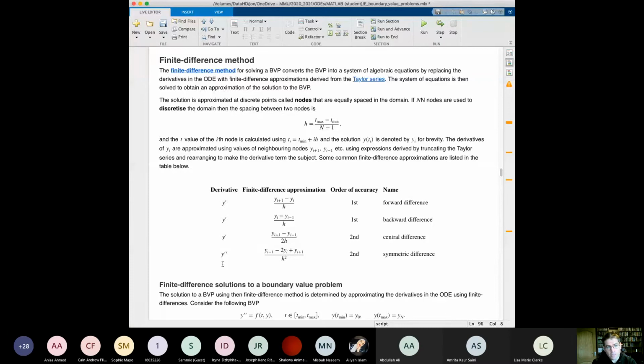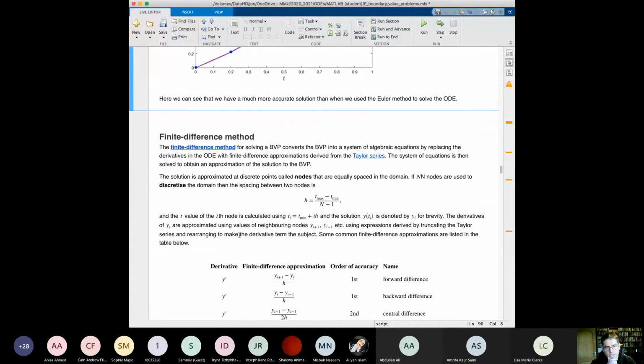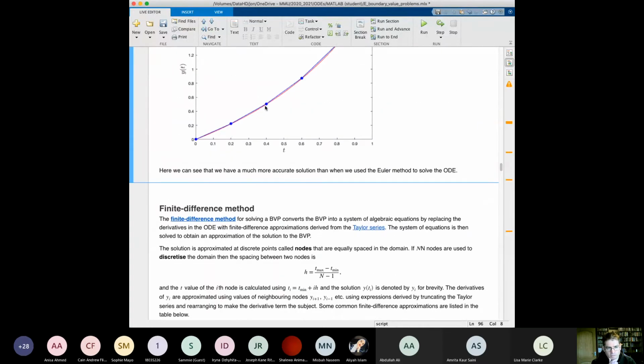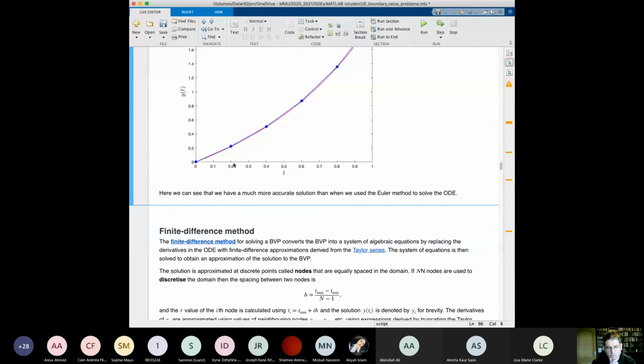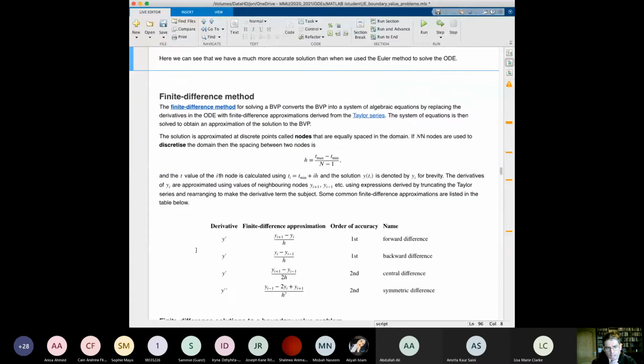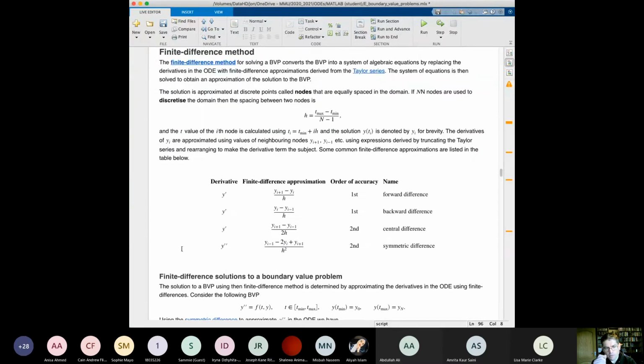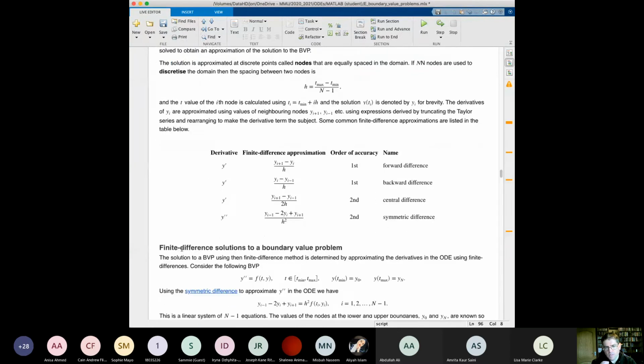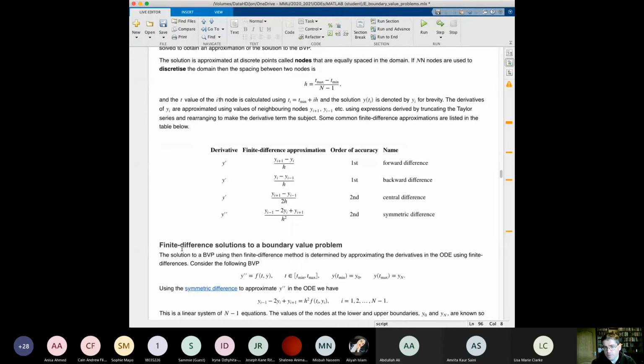What we do is we discretize the domain into a series of nodes. These are similar to these things here, if I scroll back up. If you had h equal to 0.2, you'd have a series of nodes at every 0.2 along the domain. And we can use what we call finite difference approximations to approximate derivatives.